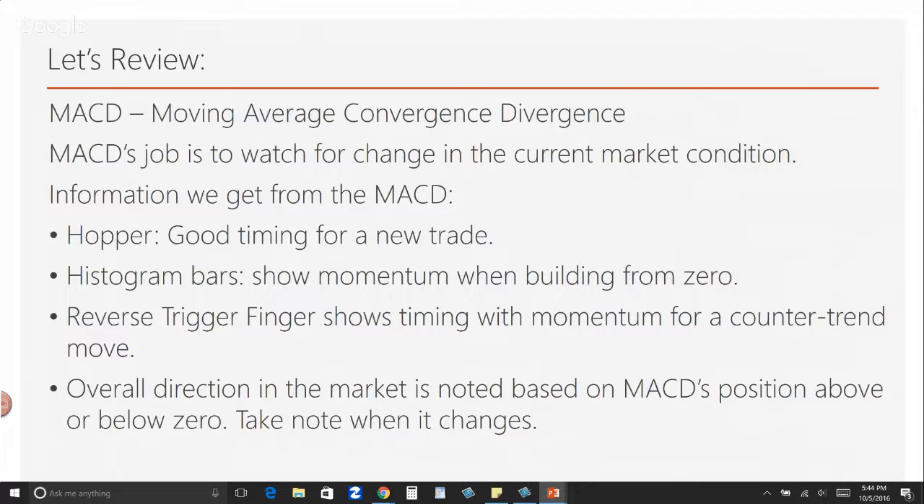So let's review the MACD. It's moving average convergence divergence. MACD's job is to watch for a change in the current market condition. Information we get from the MACD includes a hopper, which is good timing for a new trade. Histogram bars show momentum when it's building from the zero level. Reverse trigger finger shows you timing with momentum for a counter trend move. An overall direction in the market is noted based on MACD's position above or below the zero level. Take note when that changes.